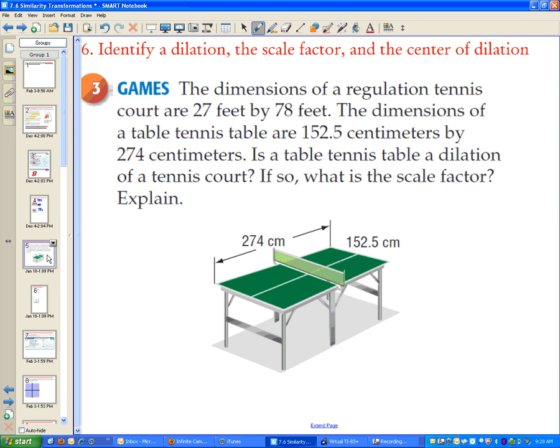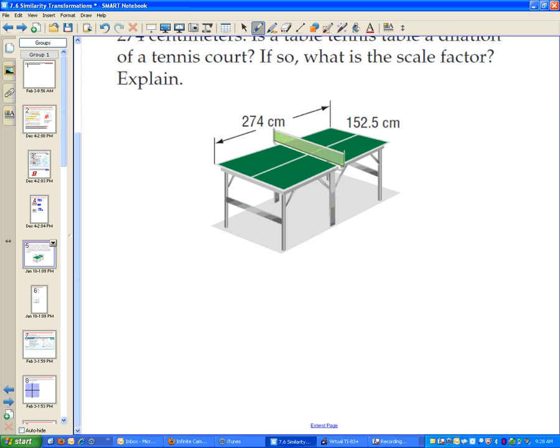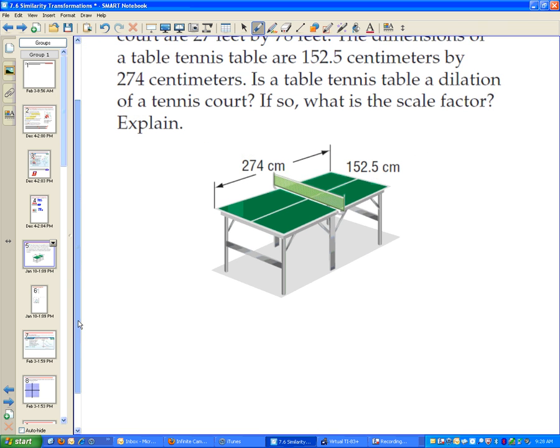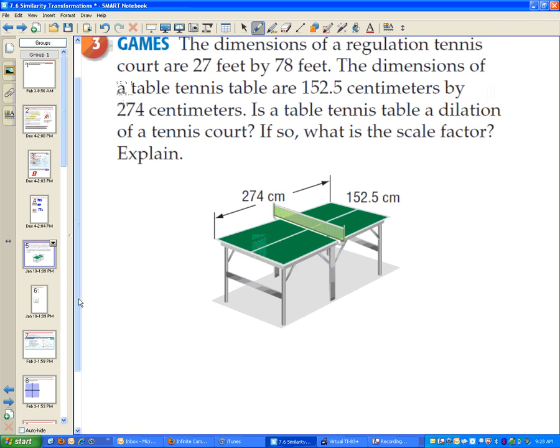Okay. Number 3. The dimensions of a regulation tennis court are 27 feet by 78 feet. The dimensions of a table tennis table are 152.5 centimeters by 274 centimeters. Is a table tennis table a dilation of a tennis court?